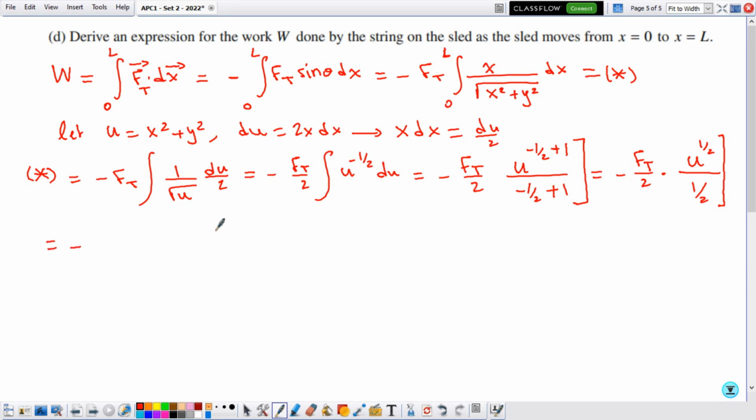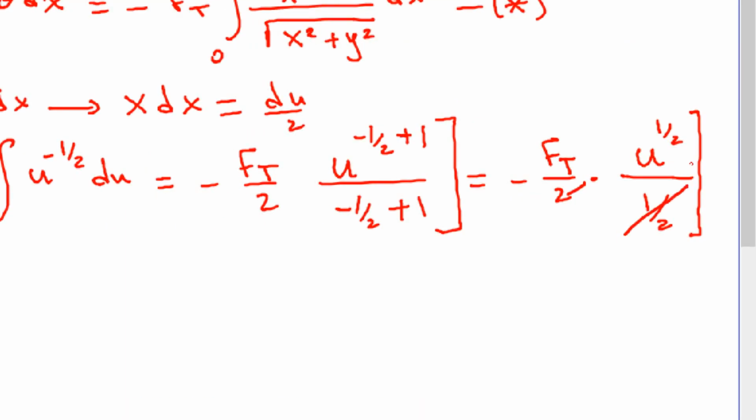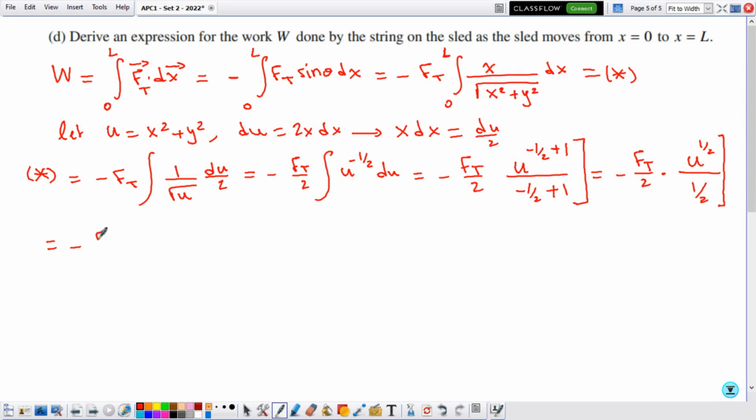Then the half and the 2 would cancel. That would be minus Ft times the radical of u, from the free boundaries. Now we're ready to replace u, so that would be the radical of x square plus y square. Because we have replaced u back with x, we can set the boundaries from 0 to L.